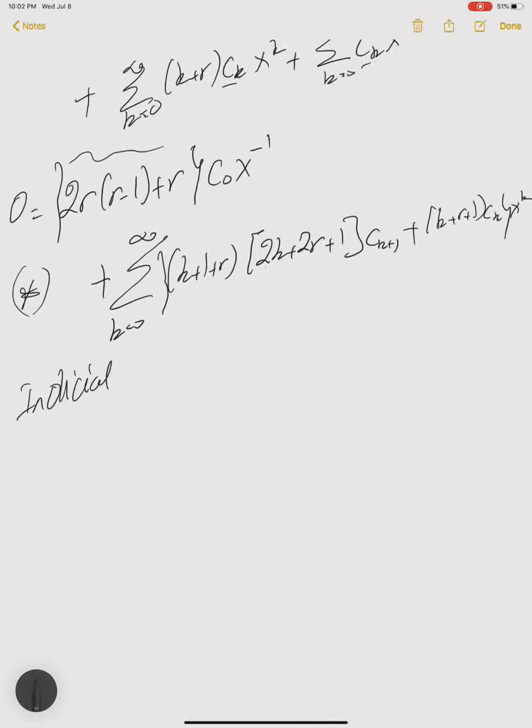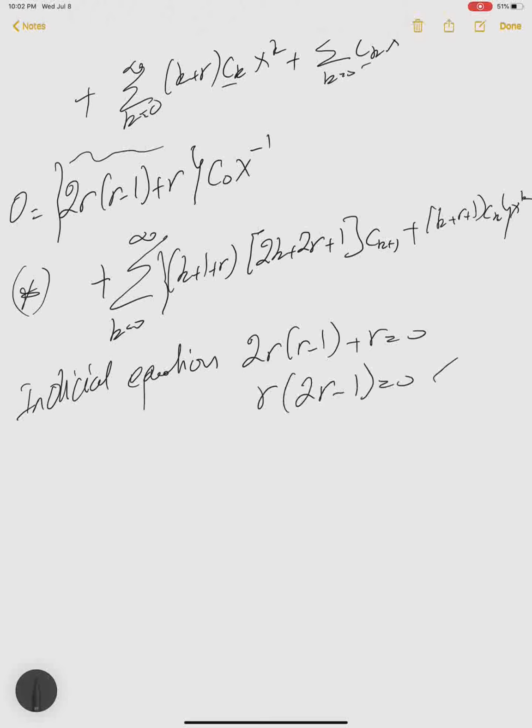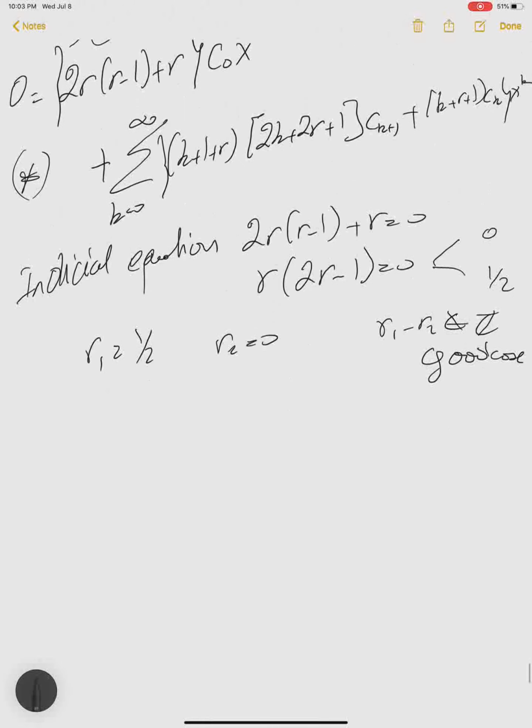You will not remember all this by heart, but you have to go back to it during solving. So the initial equation is 2r, r minus 1 plus r equals 0, which is r times 2r minus 1 equals 0. So I have two solutions, which are 0 and half. What is the largest one? So r1 equals half, r2 equals 0. So r1 minus r2 is not an integer, so I'm in the good case, which means r1 will give me a solution and r2 will give me another solution.